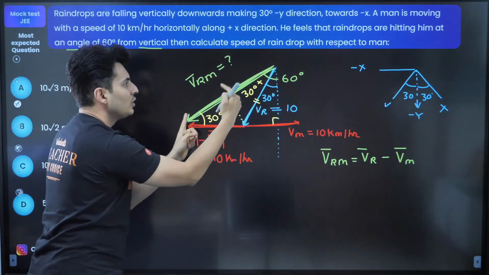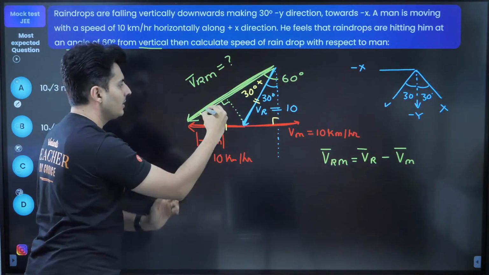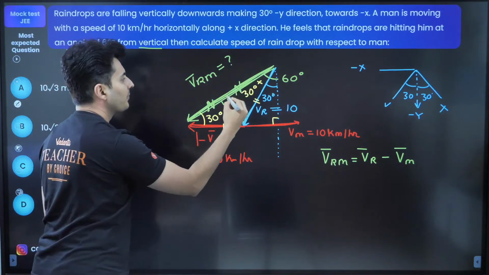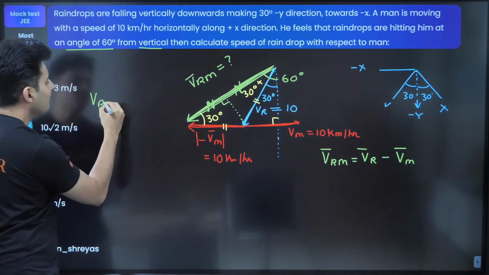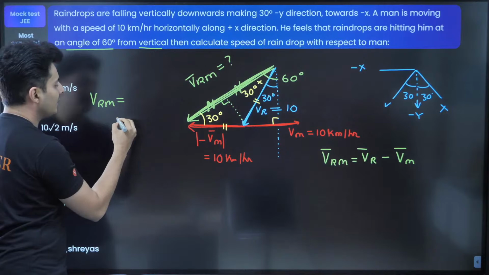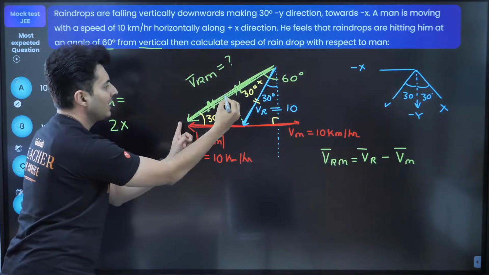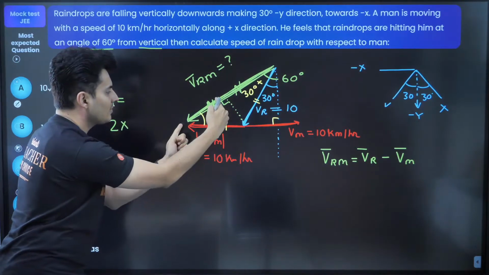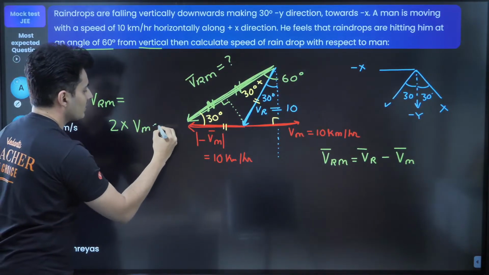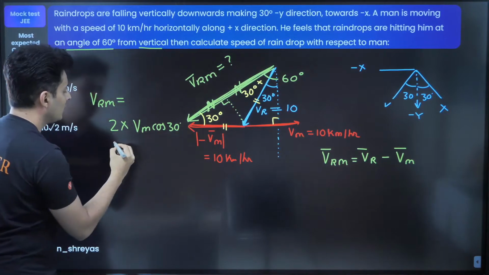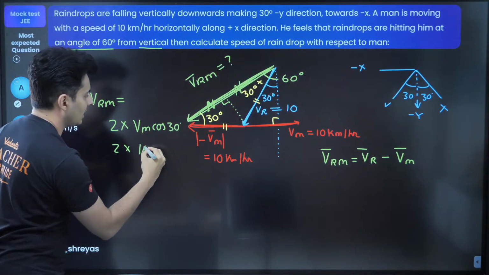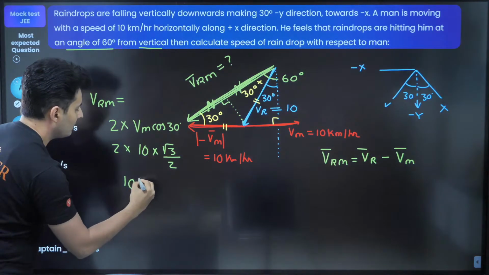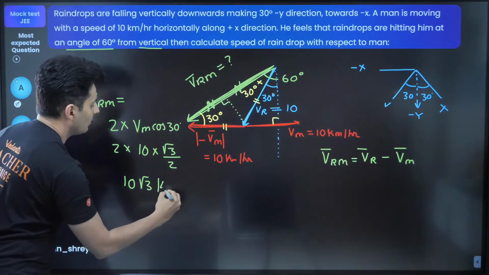Basically it is this 2 times because it's an isosceles triangle. This side will be equal to this side. These two are the same. So can I not say VRM is basically twice of this side, and this will be VM's cos 30 component. So it is 2 times of VM, which is nothing but 10. Cos 30 is nothing but root 3 by 2. The 2 cancels and I'll be left with 10 root 3 kilometers per hour.